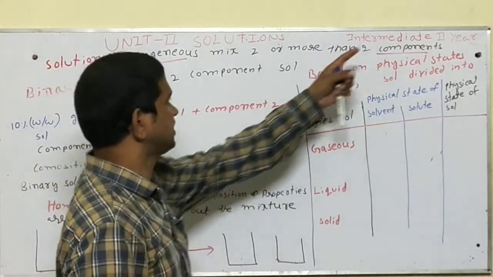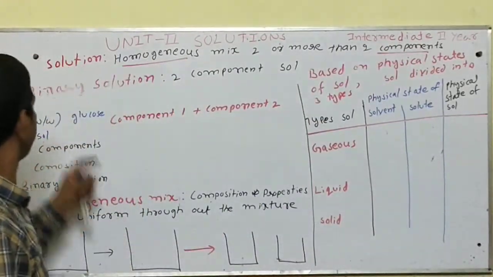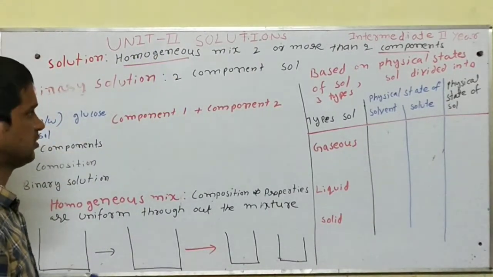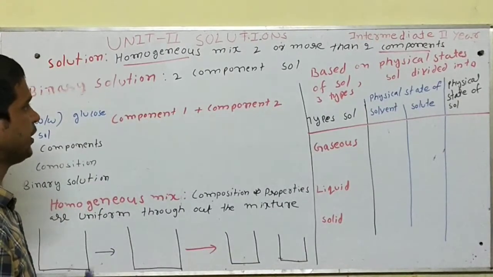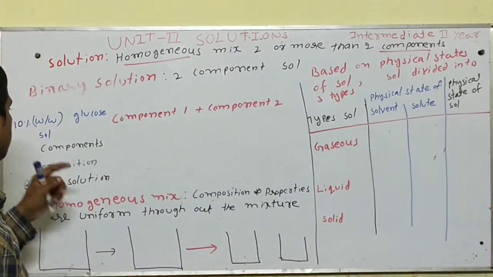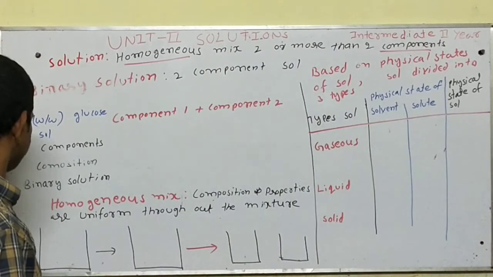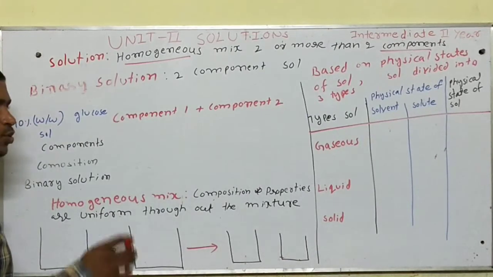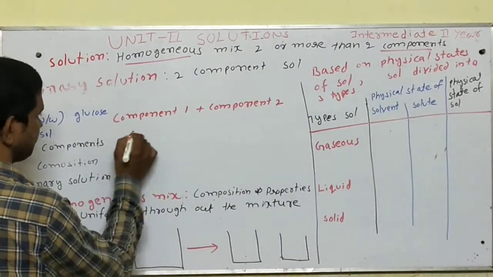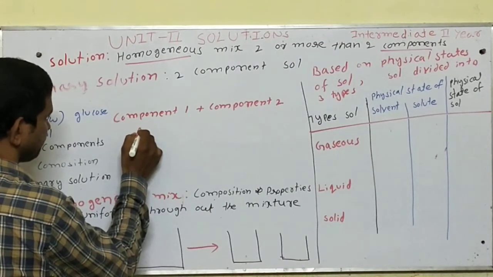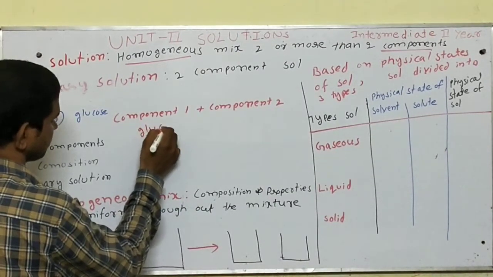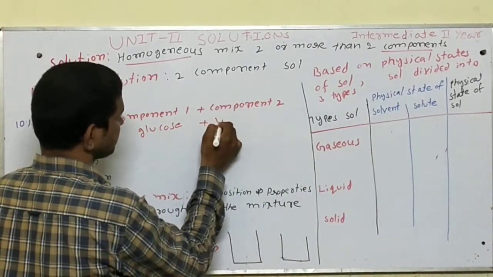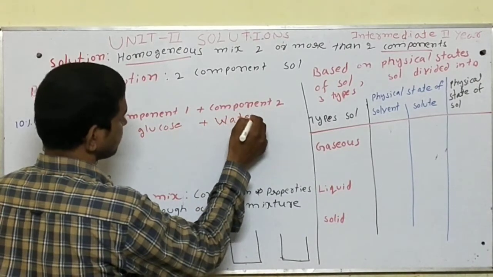First we explain the component with the help of binary solution. Binary solution is a two component solution. It means it consists of only two substances. For example, 10% W by W glucose. In this we have two components. One component is glucose and the other component is water.